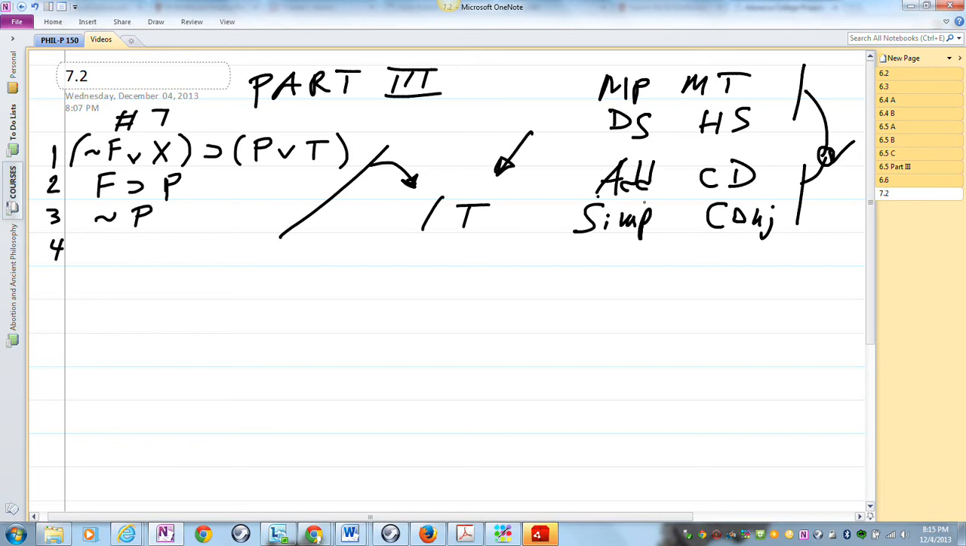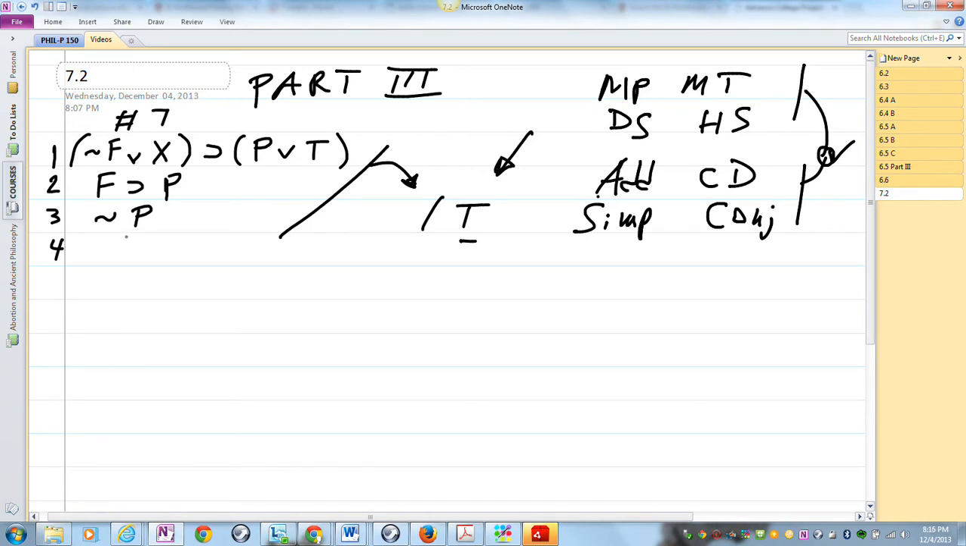So look over here. I chose number 7 in part 3 of section 7.2. This is a standard argument. I've already entered the 3 premises, and I have to produce T at some point. The way that you proceed is just as you did before. So you try to find opportunities to use the rules of inference, and you just scan the lines that you have and see what you can do.